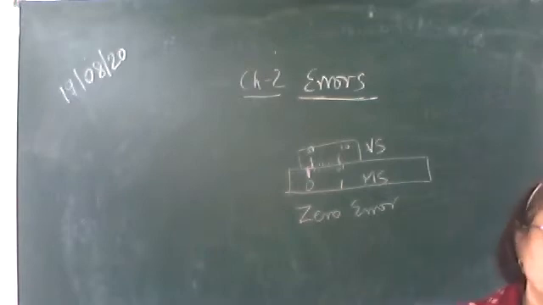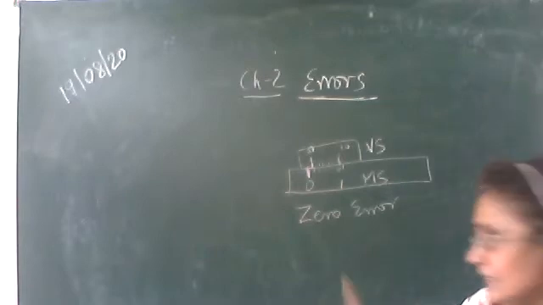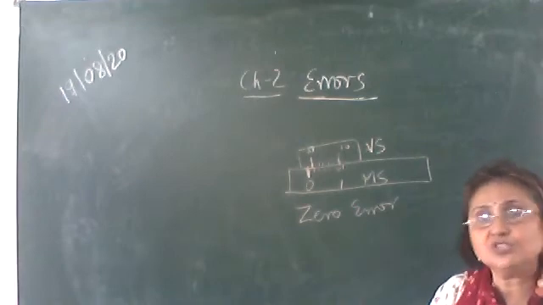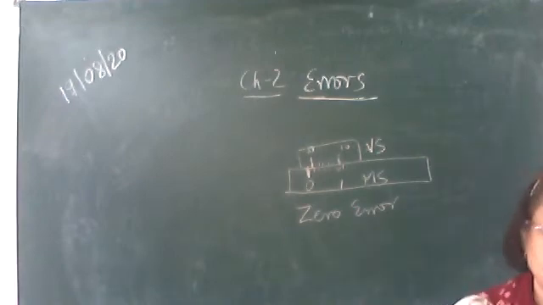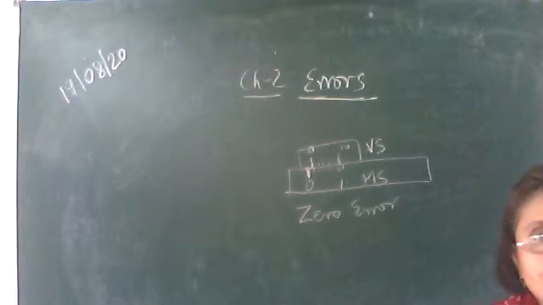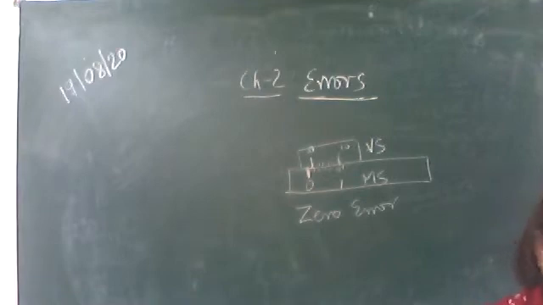Such an error we call the instrumental error, and an example of instrumental error is the zero error of the vernier calipers. The zero of the main scale and the zero of the vernier scale are not coinciding. Then the error is called the zero error. Okay, the second type of systematic error.